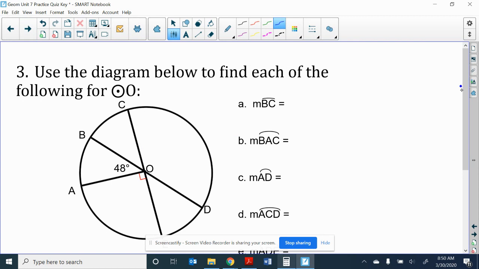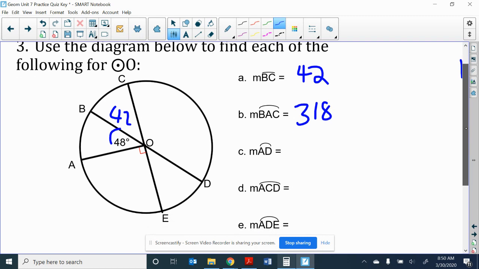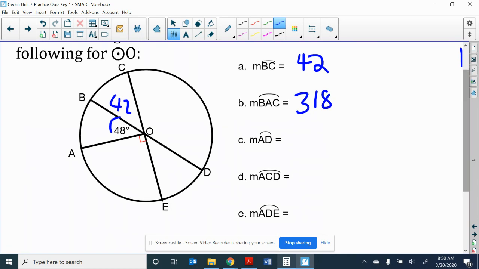All right. In this problem here, we're told that is 48. So I get 42 on the other side, and that's where the measure of arc BC comes from. BAC is everything in the circle but 42. So that's going to be 360 minus 42, which is 318. AD, well, if I have 42 there, I have 42 there. AD is going to be the 90 and the 42 for 132.